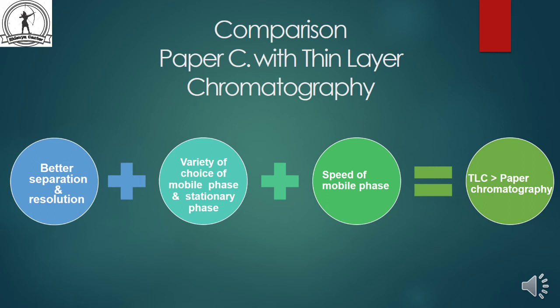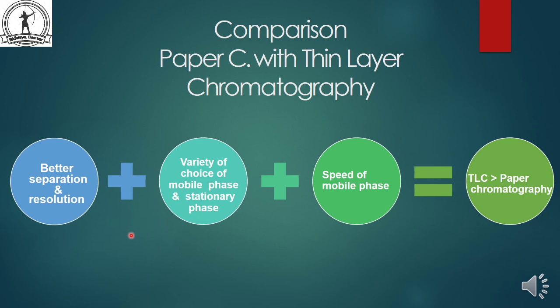Comparison of paper chromatography with thin layer chromatography. Paper is a little bit lesser in value for experiments compared to thin layer chromatography, and the reason behind this is that paper has several pores, and sometimes the pores absorb the sample in a little amount, and hence less amount of sample moves, so separation is not better. And we have a choice of different types of stationary phase in TLC, but in paper you don't have any choice. You have to use cellulose as a stationary phase.